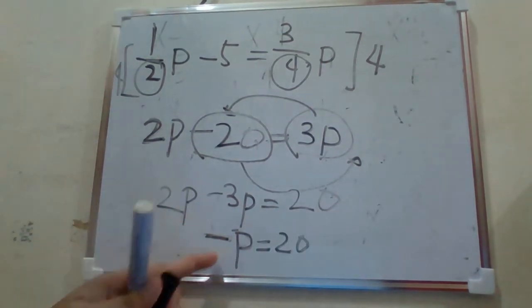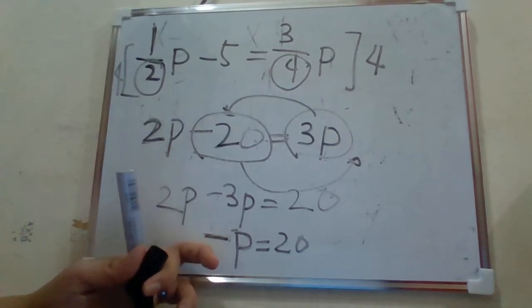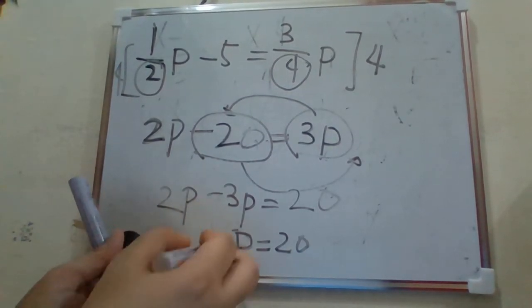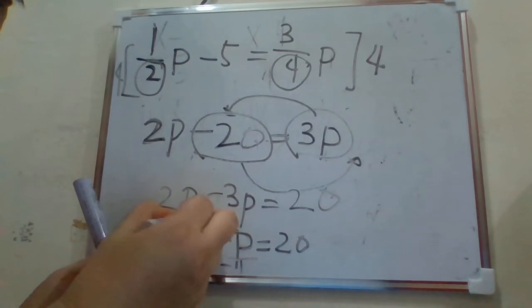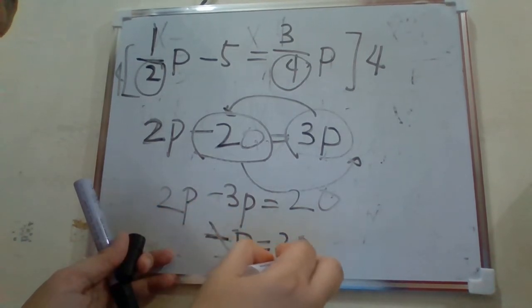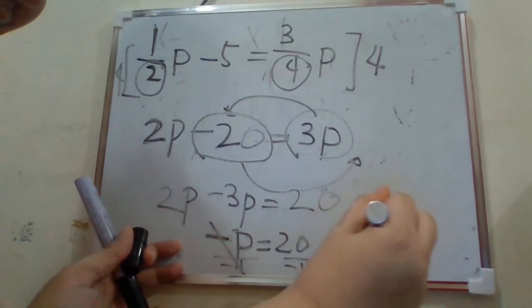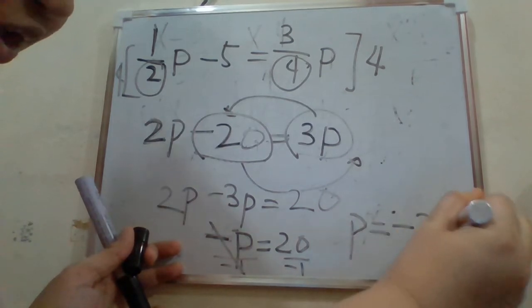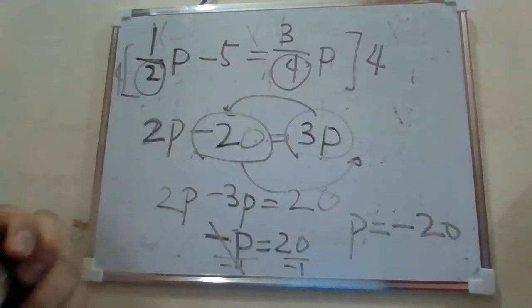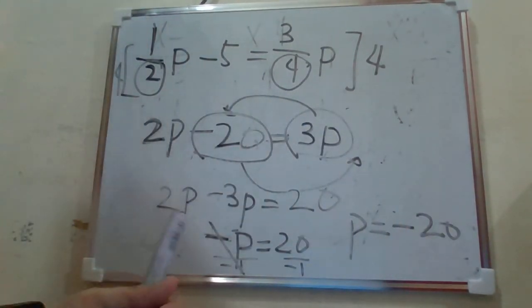But again, we need to eliminate the negative here. So divide by negative 1 to eliminate that. So p now becomes negative 20. And that is your answer.